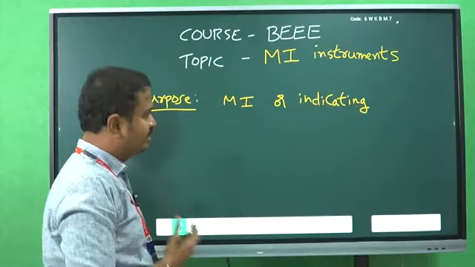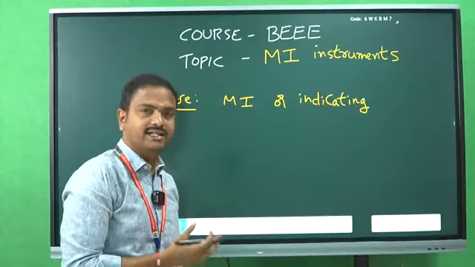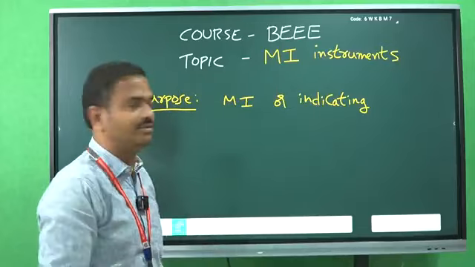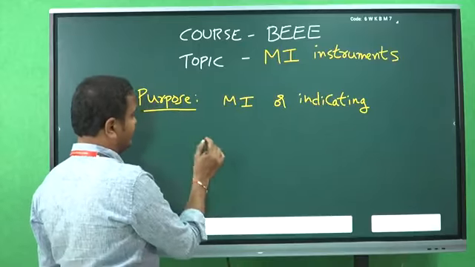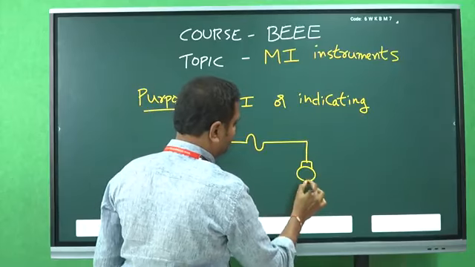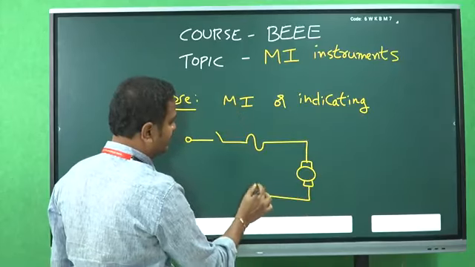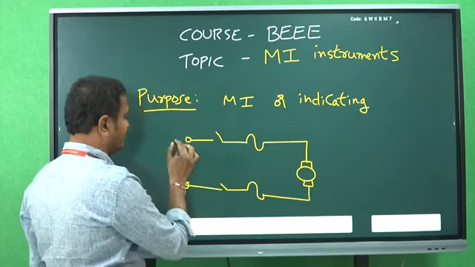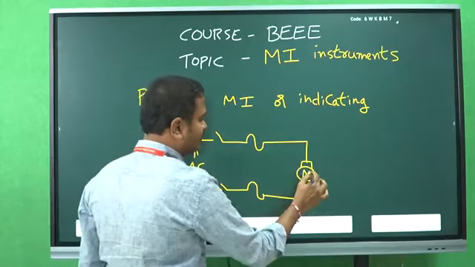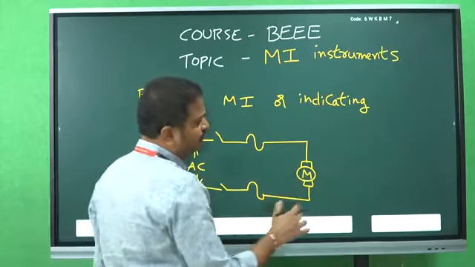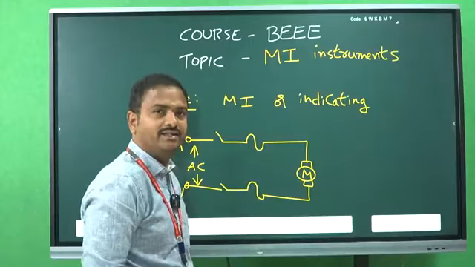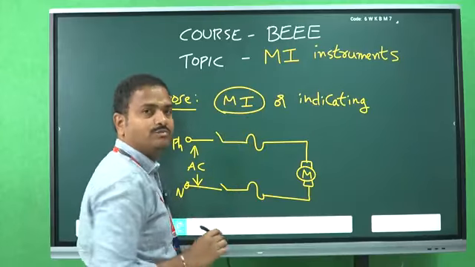Indicating instruments measure the magnitude of quantities like current, voltage, and power instantaneously in a circuit whenever they are connected in the circuit. For example, consider an electrical circuit which is supplying a motor. Here we are connecting an AC supply which is feeding an AC motor. Now if we want to measure the current and voltage at the motor side, then we have to use these MI instruments, moving iron instruments.